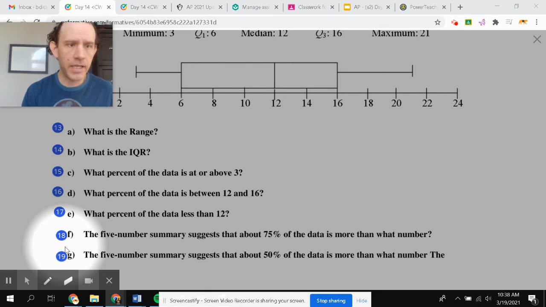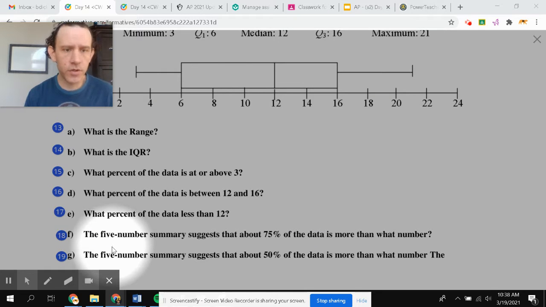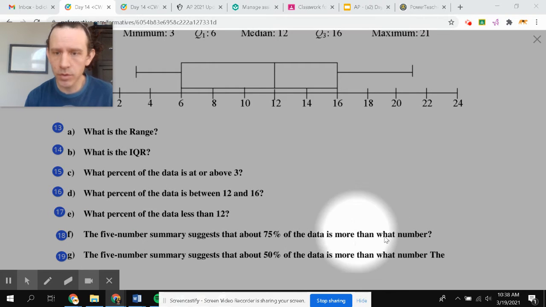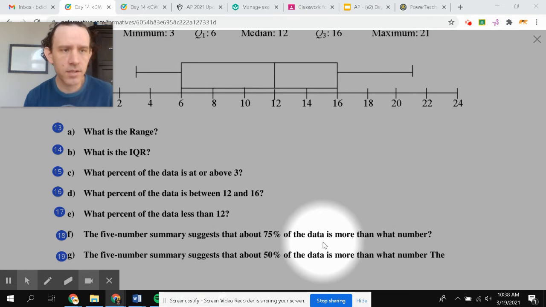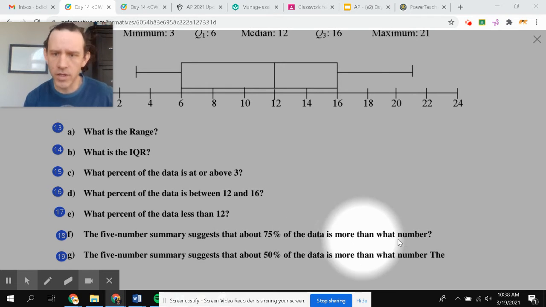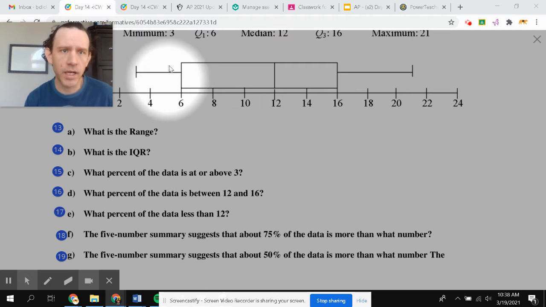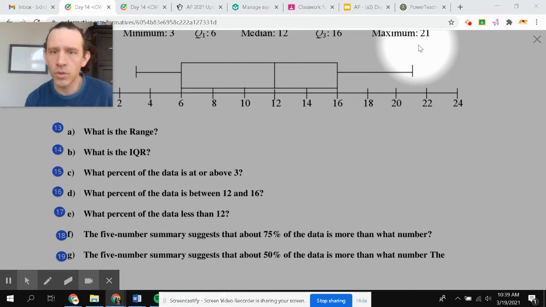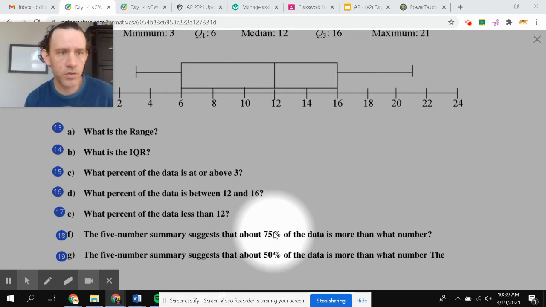Okay, class, we're going to go over 18 and 19 here. And notice the difference between 15, 16, and 17, where we're asking for a percent. Now we're looking for a number where the percentage of data is in a certain direction of that number. So we're going to get an answer that's going to be one of these numbers in the box plot: 3, 6, 12, 16, or 21, depending on what percentage we're looking for.